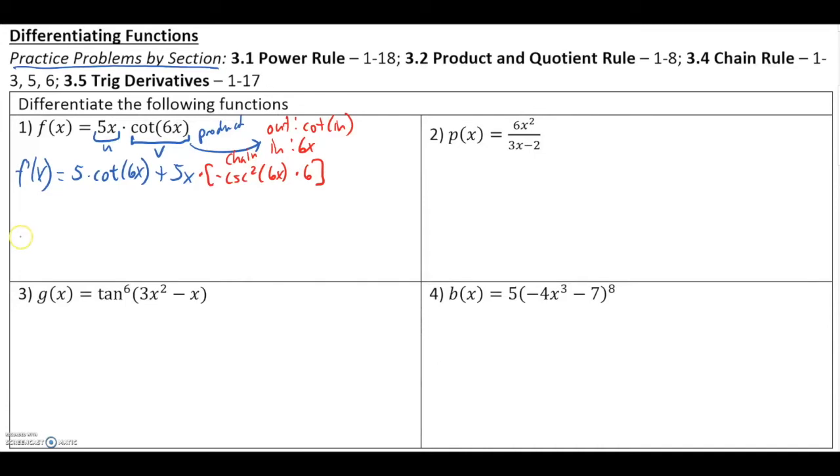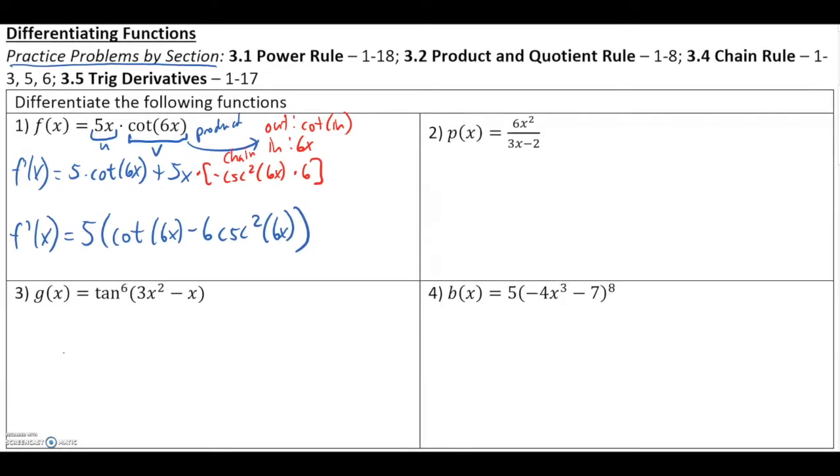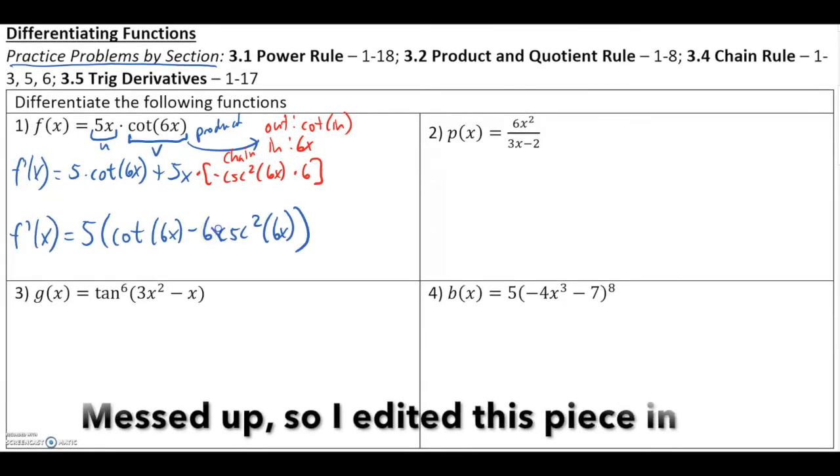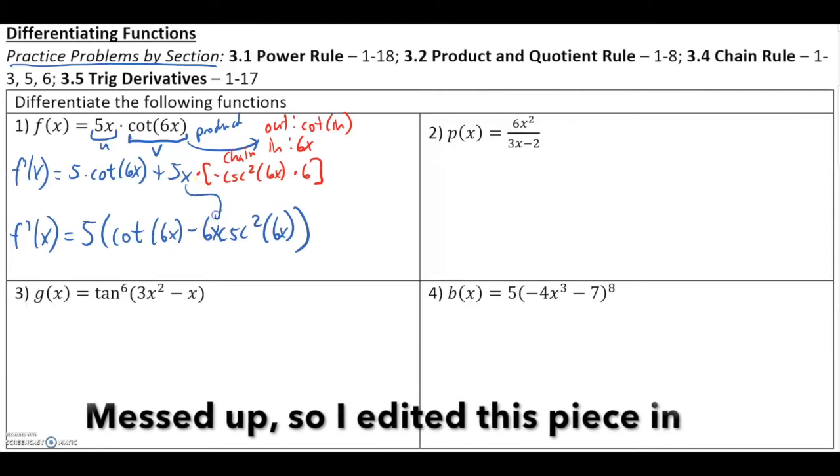Putting it all together, best thing we can do on this, we can go ahead and factor out a 5 if we choose to do so. Wouldn't be a bad idea. Which will give us a cotangent of 6x here. The negative sign and the 6 will make this a minus 6 cosecant squared of 6x. And we'll make sure we don't forget the x from right here.